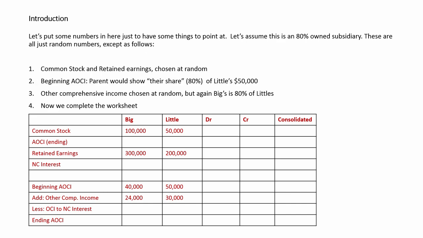And now let's go ahead and complete the worksheet. Let's just focus again on the Big and Little columns. First, we run through our statement of accumulated other comprehensive income. Beginning AOCI plus other comprehensive income equals ending AOCI. And that's what gets transferred up to the balance sheet as ending accumulated other comprehensive income in the owner's equity section of the balance sheet.